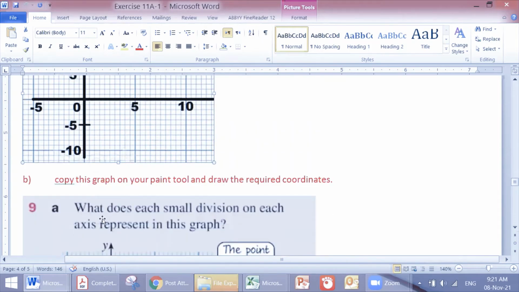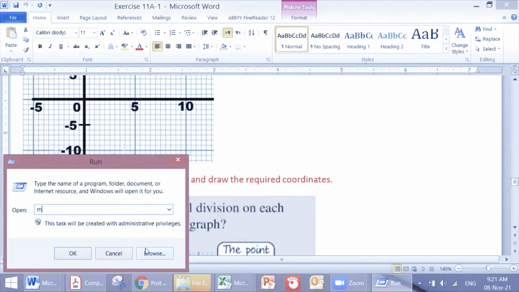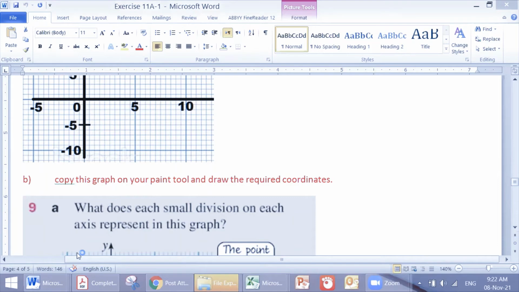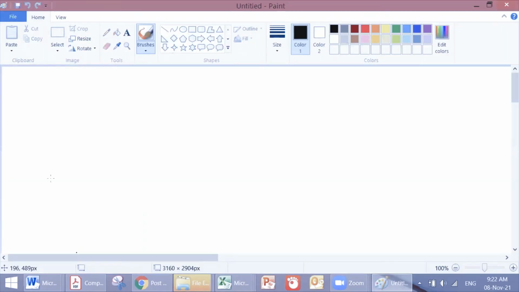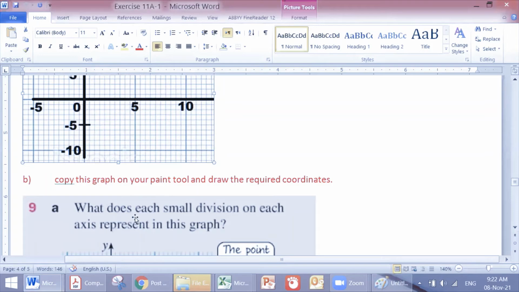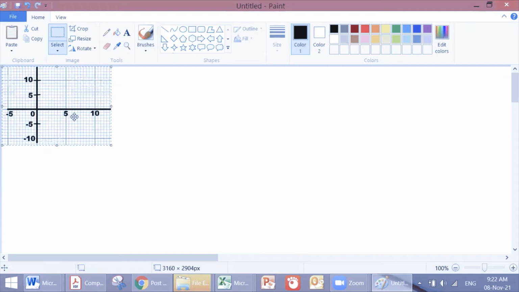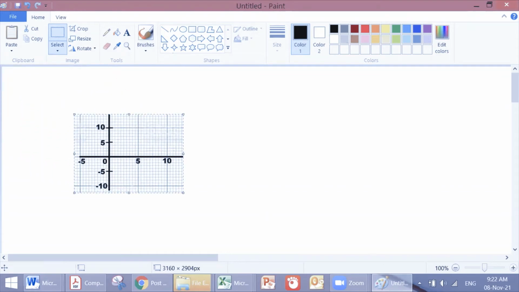And how you will do it: you will open the Paint tool on your computer. This is the shortcut to open Paint: you will write on Run the command mspaint, and that will be this one. This one is the Paint tool, and you will copy this graph on the Paint tool. Yes, this one is copied, and you can zoom it further.